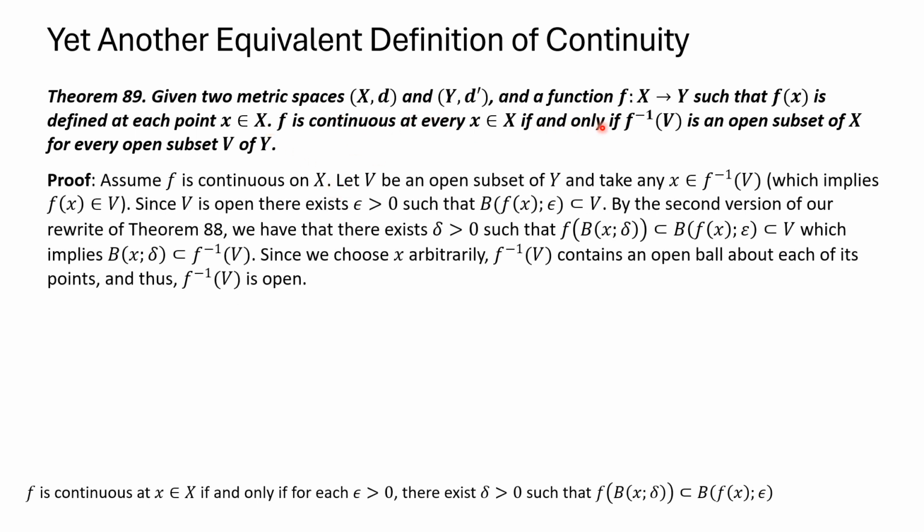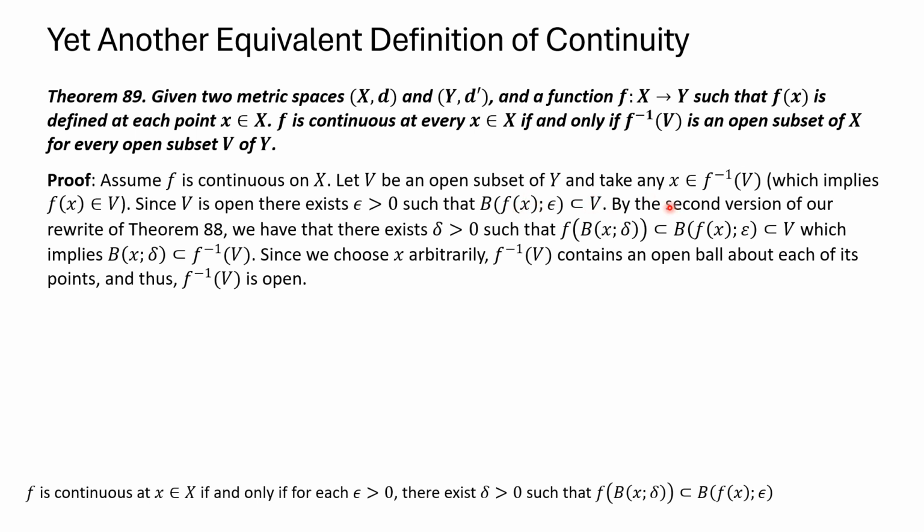So it's an if and only if statement as before. We have to go in both directions. Let's assume f is continuous on X. Let V be an open set in Y and take any x an element of f inverse of V, which implies that f of x is an element of V. Since V is open, by assumption, there exists an epsilon greater than 0 such that there's an open ball about f of x of radius epsilon that's contained in V. That's because f of x is an interior point.